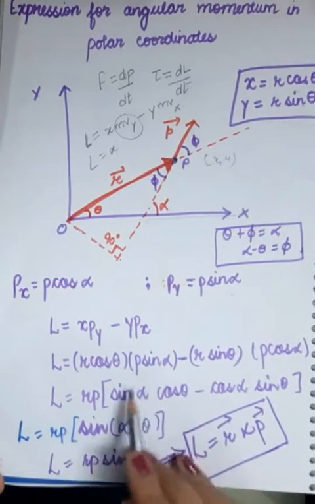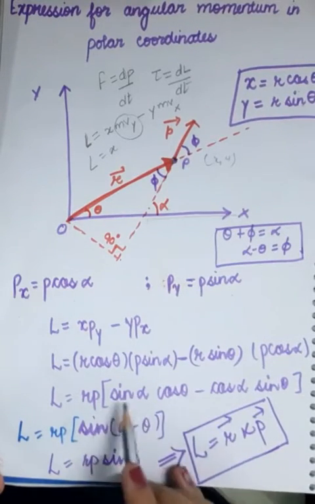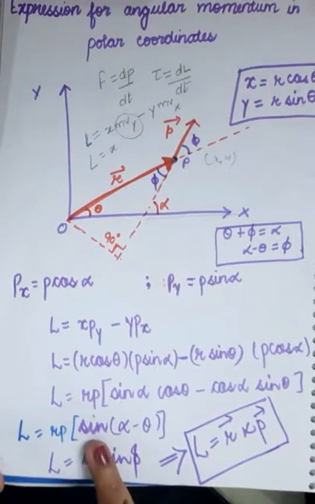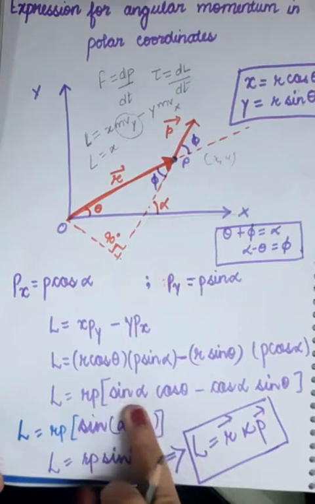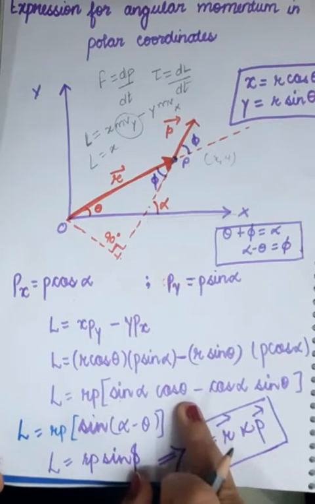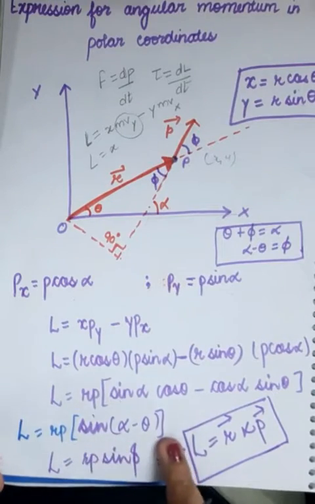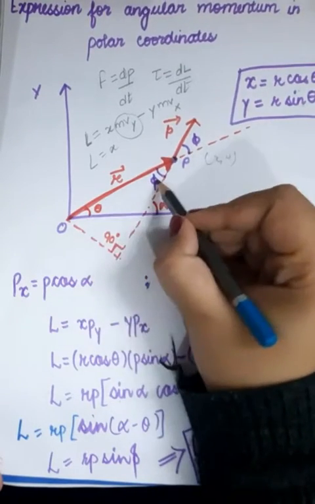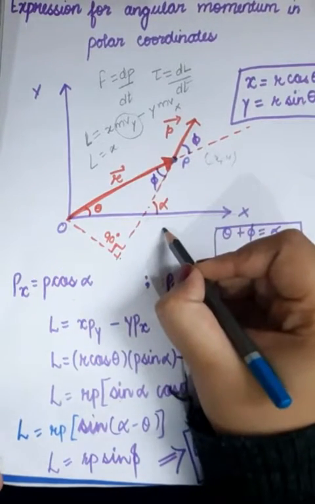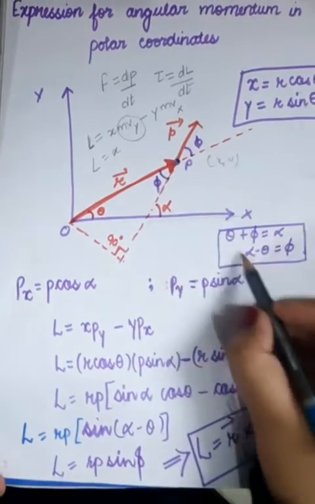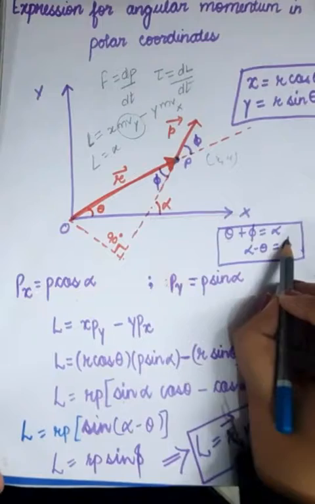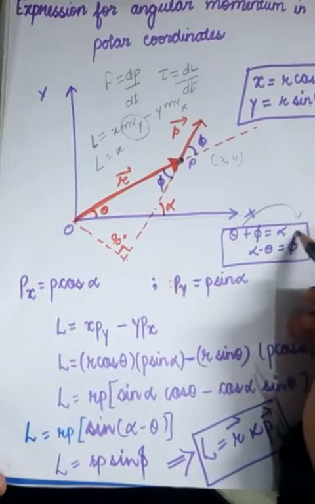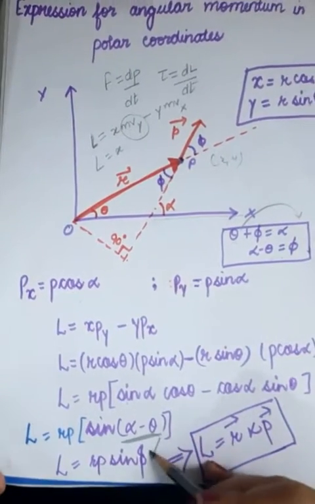There's a formula which is made over here, sin A cos B minus cos A sin B. So that's the formula of sin(A minus B). Here in place of A we have alpha, in place of B we have theta. So sin(alpha minus theta), right? But we know that the sum of two interior opposite angles of a triangle is equal to the exterior angle. So theta plus phi is equal to alpha, and if you take this theta to the other side, alpha minus theta equals phi. So alpha minus theta is equal to phi.